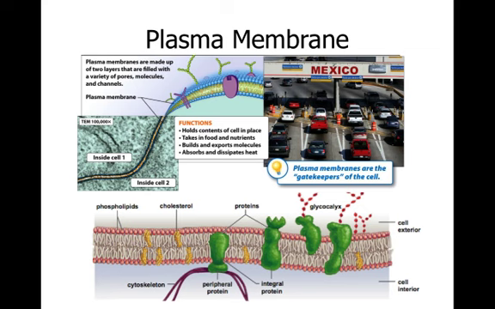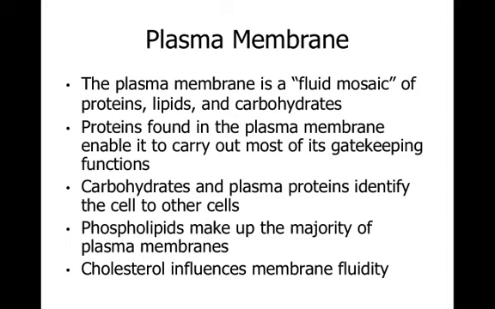So the plasma membrane is a fluid mosaic of proteins, lipids, and carbohydrates. What it means by a fluid mosaic: one, it is a mosaic, meaning it's made up of lots of different molecules, so made up of proteins, lipids, and carbohydrates. If you think of a mosaic as a piece of artwork, generally it's where they take all these different types of tiles and put them together, so it's like a mosaic.